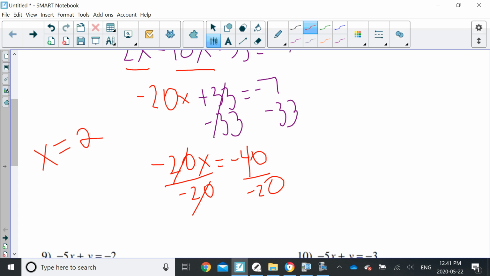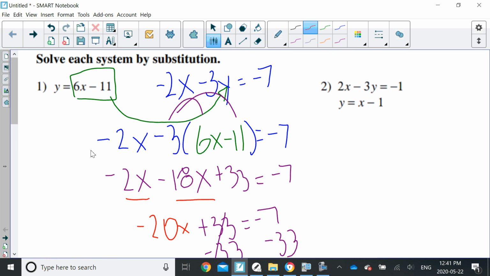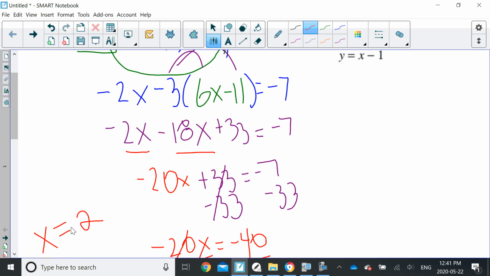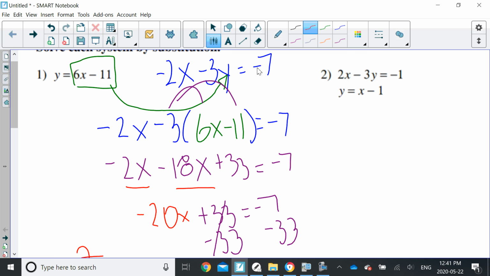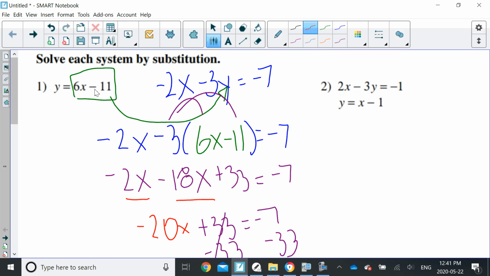So once you have one of your letters, one of my variables is solved for, x is solved for, I then need to go back up. If x is 2, what does y equal? I need to plug this into one of the 2 systems and solve for y. And you guys, the easiest system to plug this into is this guy right here, because I've already have y isolated, right? So I simply need to plug in the number 2 there. So y is equal to 6 times 2 minus 11.